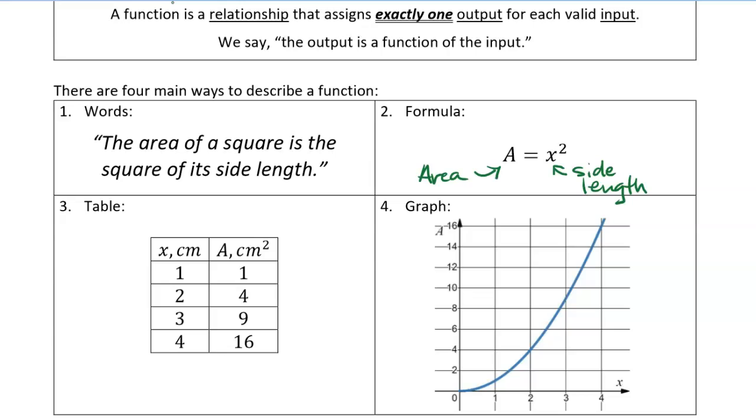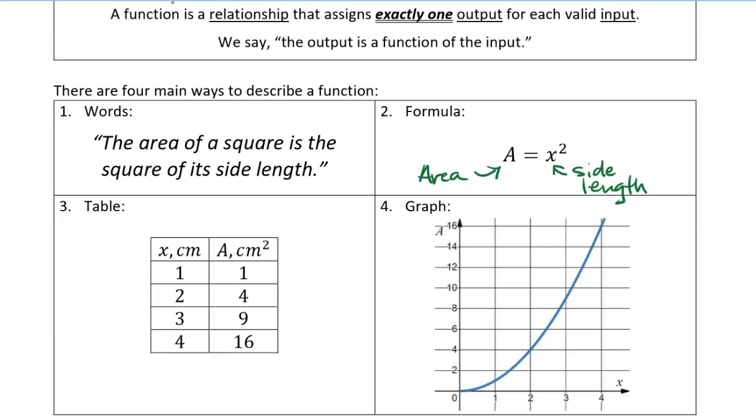Now we can also represent a function as a table. And sometimes that's all you've got. Sometimes you just have collected data on some relationship, and all you've got is the data. But in this case, if we're representing just the area of a square, if the side length is 1, then the area is 1 square centimeter. If the side length is 2 centimeters, then the area is 4 square centimeters, and so on. Now you could just plug my numbers into the formula. But sometimes you don't have a formula. Sometimes all you have is data.